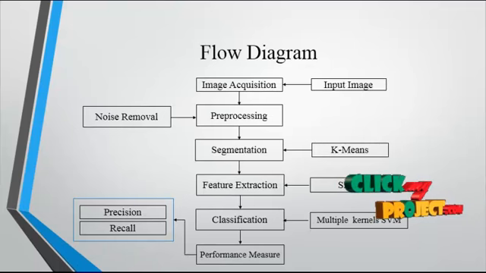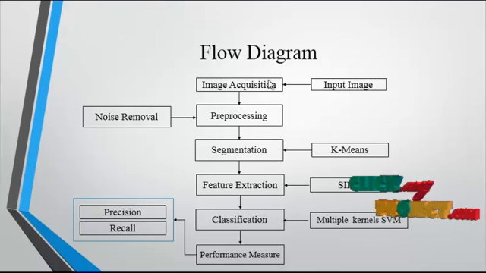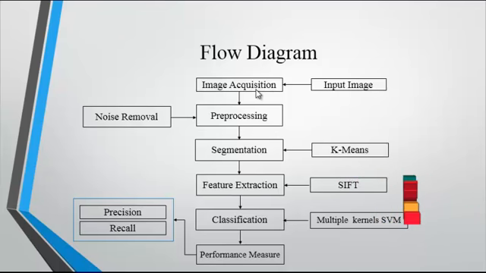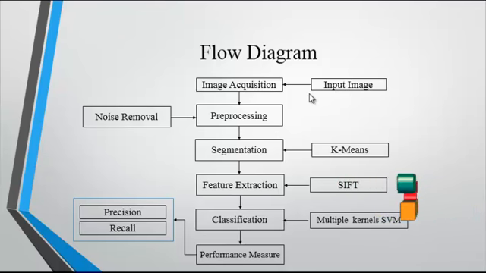Now we discuss the flow diagram for the process. At first, the first module is image acquisition. Image acquisition is nothing but taking the input image from the dataset. The dataset is a folder which consists of several input images.